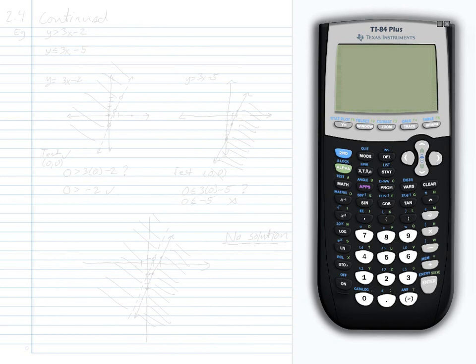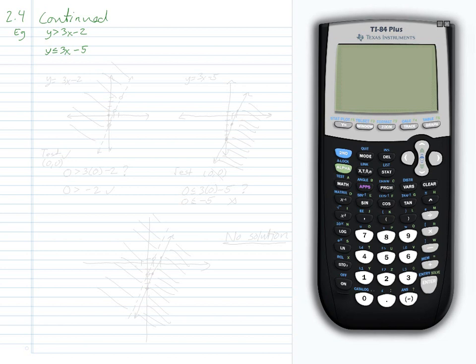Now, some of the systems we'll see later on have multiple vertex points, and we'll discuss that in greater detail in class. For now, I want to look at a slightly different situation. Suppose that we had a system of the form y is greater than 3x minus 2, y is less than or equal to 3x minus 5. So we can use the same approach. We'll graph each of these and then see where the overlap lies.